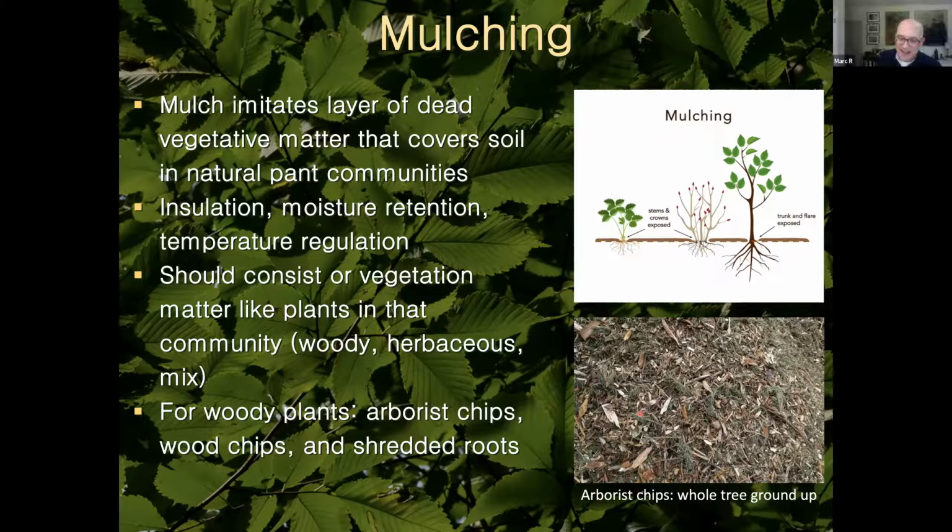Okay. The best mulch for trees is arborist chips, because it's basically the whole tree ground up. If you can't get arborist chips, then use wood chips or shredded roots, and then put some leaves in there or something, so you get that herbaceous component, or dry grass clippings. But you want to try to have the whole mix, so that feeds the soil organisms, which in turn feed the tree.